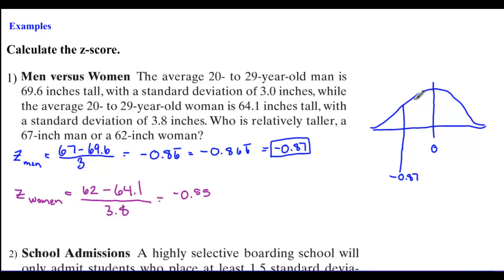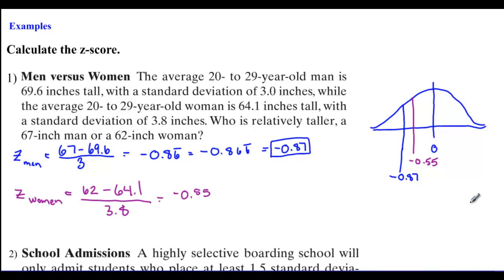So our z-score for the women is going to be right around here. So we got negative z-scores for both of those, which we were expecting. It's asking us which is relatively taller. So who's going to be relatively taller? Well, the women are closer to the mean because these are both short people. Then the women are going to be closer to average.